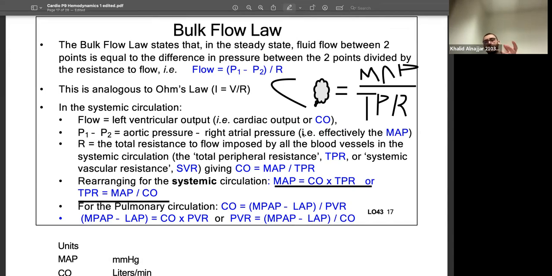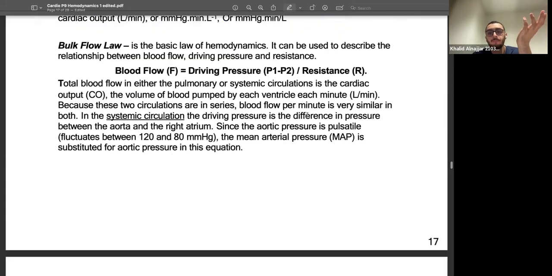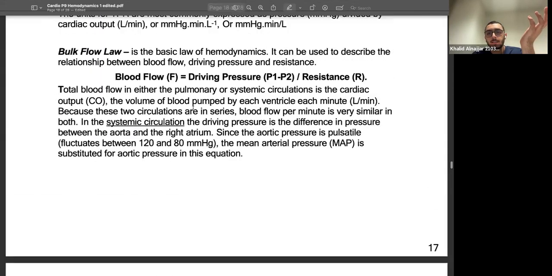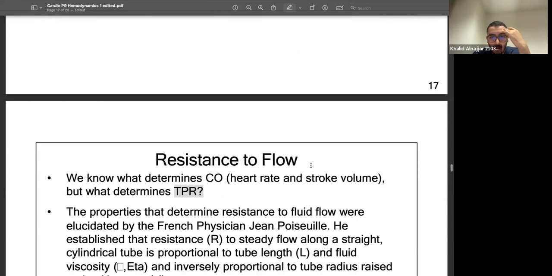And if you increase stroke volume, which is the contractility and how much blood you eject in a minute, you will increase cardiac output too. But what increases TPR? Okay, let's see.